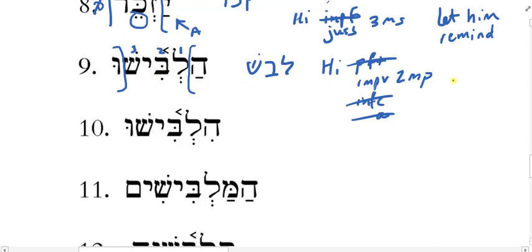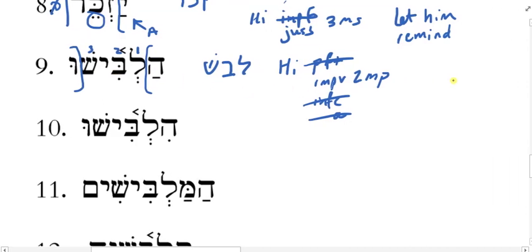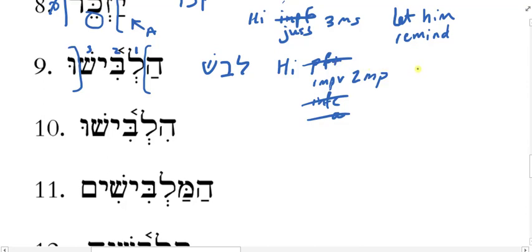How would I translate this? Clothe. And I'm missing something, right? There's going to be some direct object. So clothe them, clothe him, clothe your child. Put some clothes on them. All right? Because this verb, when it's Hifil, is transitive. I would expect a direct object of some sort.